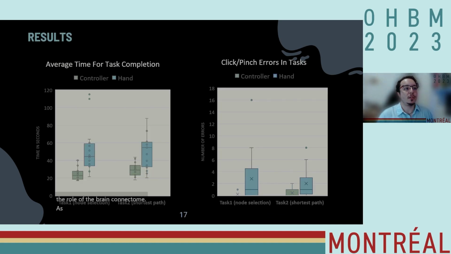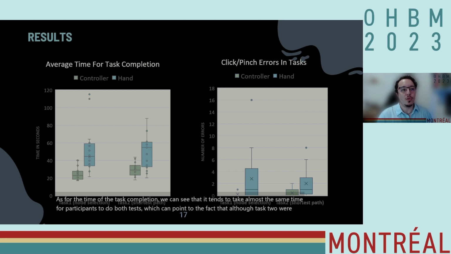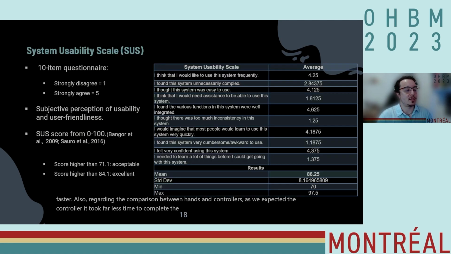As for the time of task completion, we can see that it tends to take almost the same time for participants to do both tasks, which can point to the fact that although task 2 required more interactions, as they got familiar with the system, they started to do things faster. Also, regarding the comparison between hands and controllers, as we expected, the controller took far less time to complete the same task than doing it with hands.